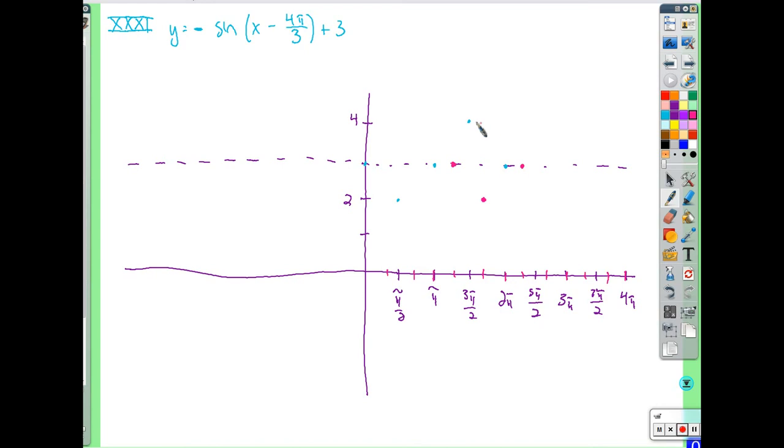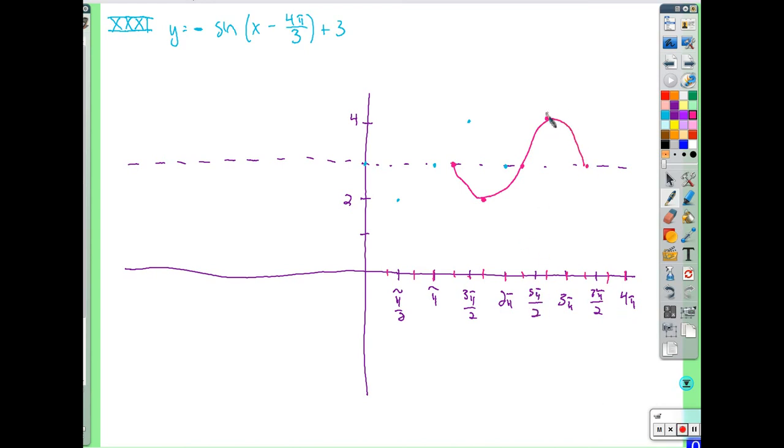We'll go up to this maximum, and this is at 3 pi over 2, so we'll go over 1, 2, 3, 4 pi over 3. We're at a maximum there. And here we're moved over 1, 2, 3, 4 pi over 3. And there is a single cycle.